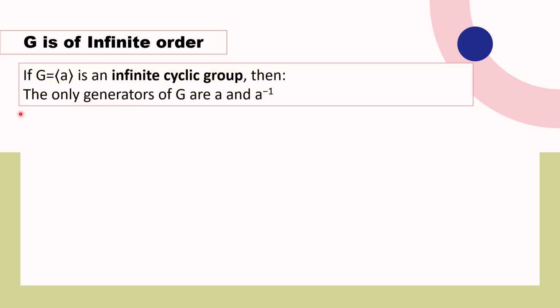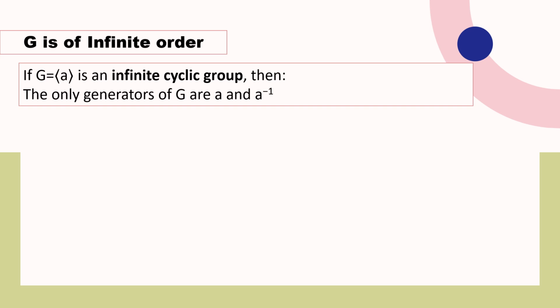If G is generated by A, it is an infinite cyclic group. Infinite means it is never ending, so it just keeps going, right? We do not know the order. So here we are not talking about the order at all. Then the only generators are A and A inverse. This is what we are going to prove.